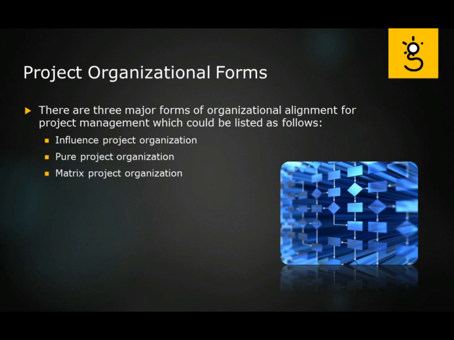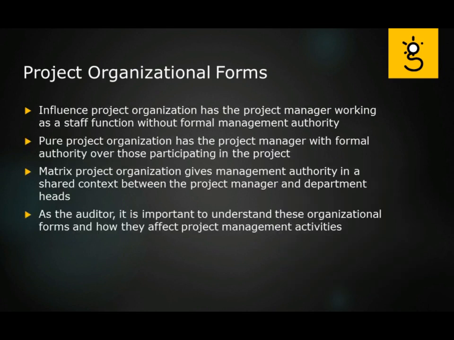Now, there are three major forms of organizational alignment for project management, and they would be the influence project organization, the pure project organization, and the matrix project organization. The influence project organization has the project manager working as a staff function where they don't have any formal management authority. Okay, so that's why the name influence project, because they can make suggestions, they can look, they can inquire, but really they're not running the project.